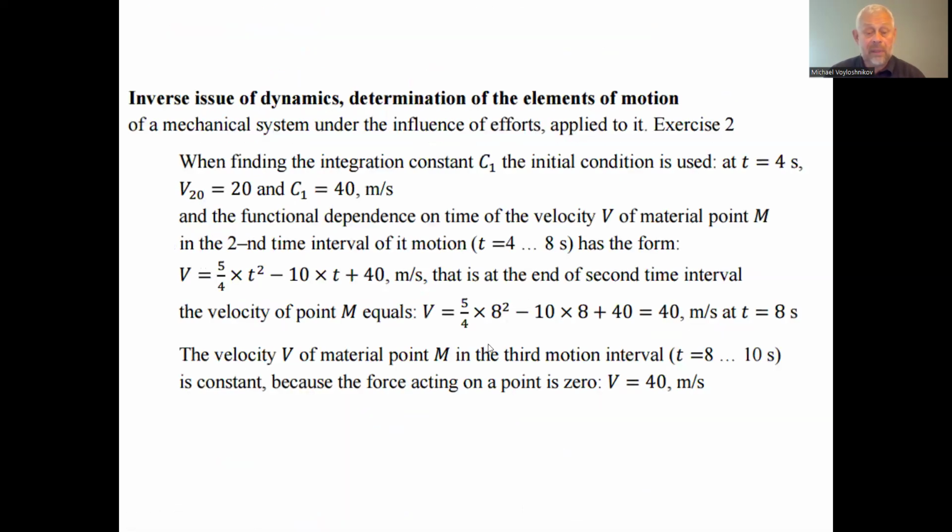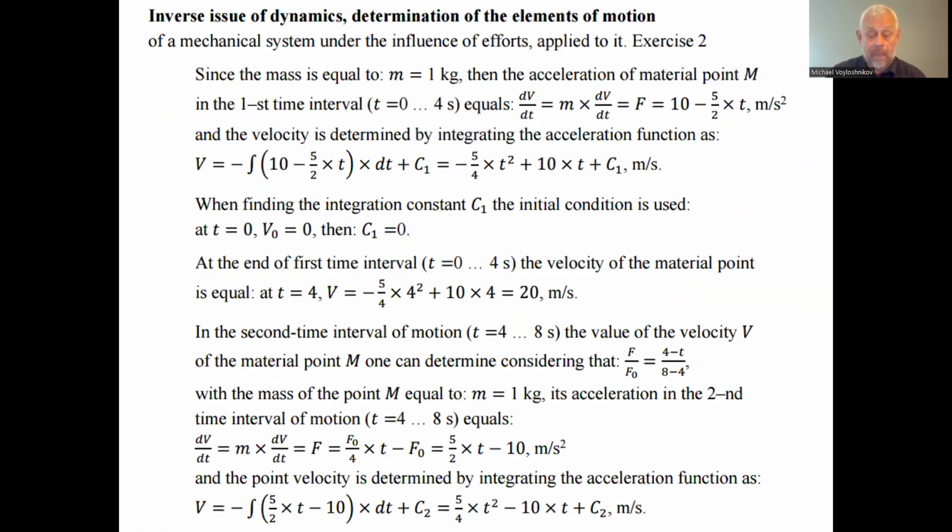The C2 we can find from the initial condition that at time equal to 4 seconds, we have the velocity 20. 20 is the final magnitude of the velocity for the first segment of time, from 0 to 4 seconds. So at time equal to 4 seconds, the velocity will be 20. Therefore, this velocity is the initial magnitude of the velocity for the second segment of time from 4 to 8. When we substitute this velocity, excuse me, 20 meters per second, instead of time, we substitute 4 seconds.